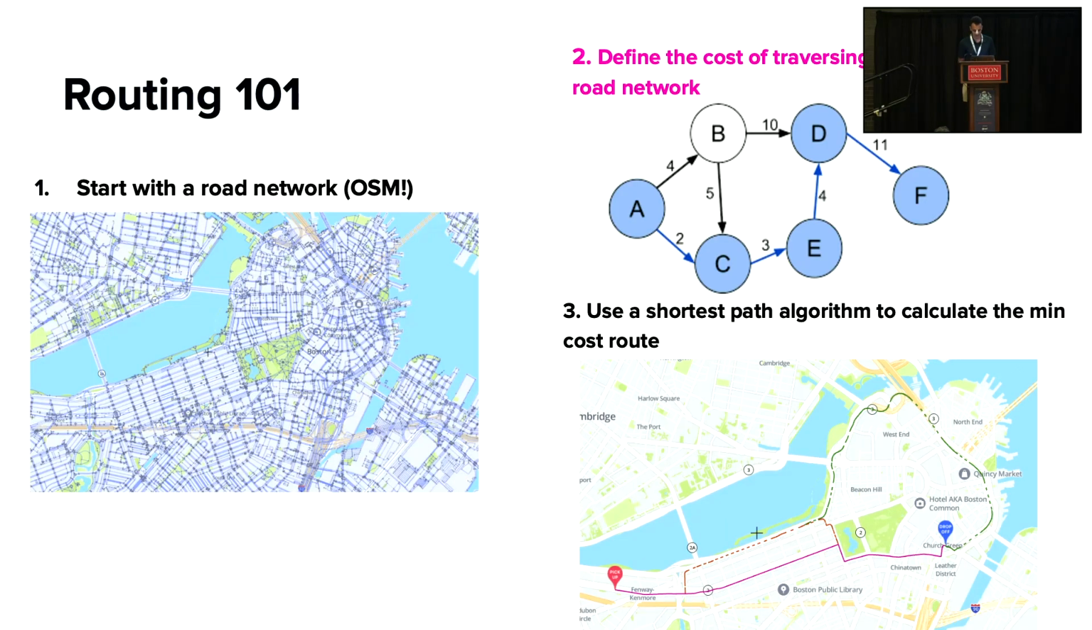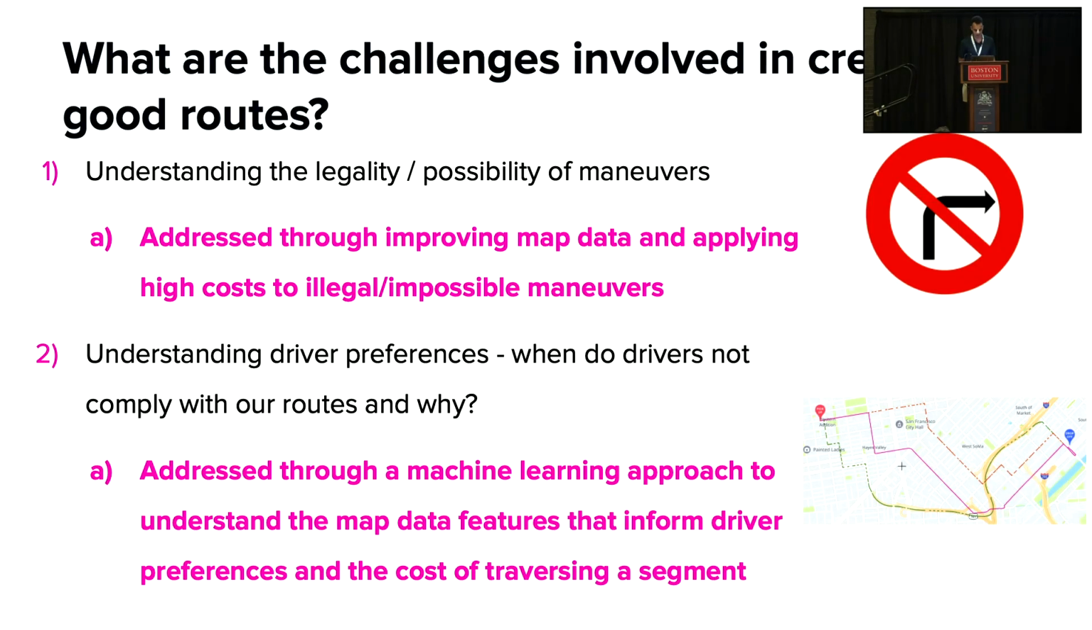In this case, if you're starting on node A and going to node F, there are 3 different paths you could take. The challenge here is we want the path with the lowest cost to be the one that drivers want to take. That's the challenge we face in creating good routes.